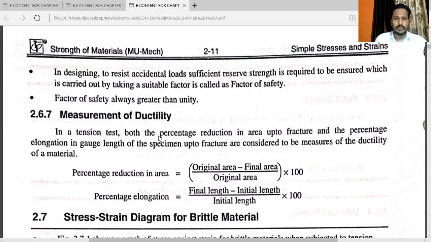In a tension test, both percentage reduction in area up to fracture and the percentage elongation in gauge length of the specimen up to fracture are considered to be measures of ductility of a material. So here percentage reduction in area is nothing but original area minus final area upon original area into 100. So percentage elongation is equal to final length minus initial length upon initial length into 100.